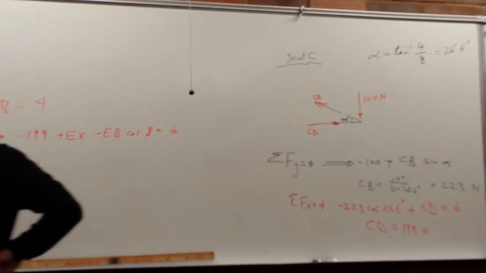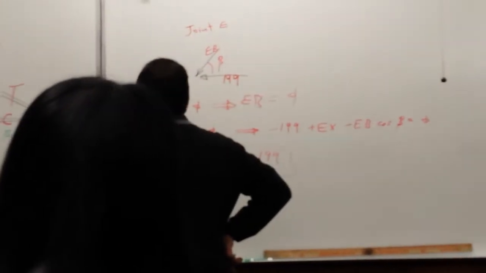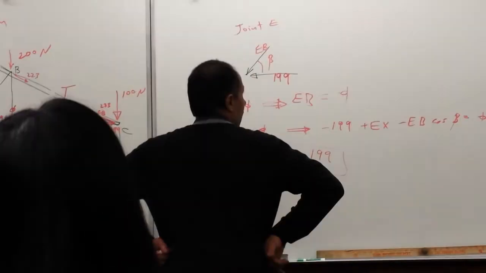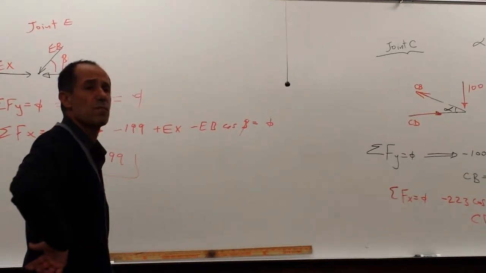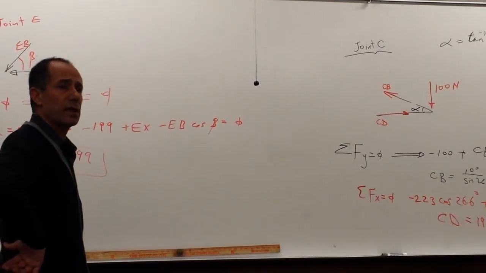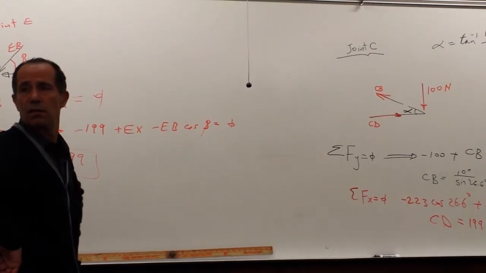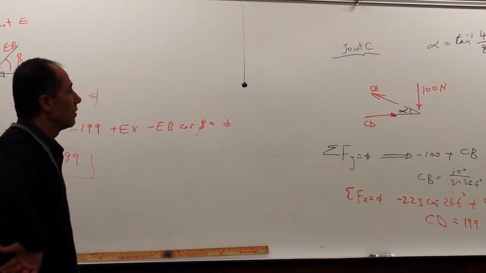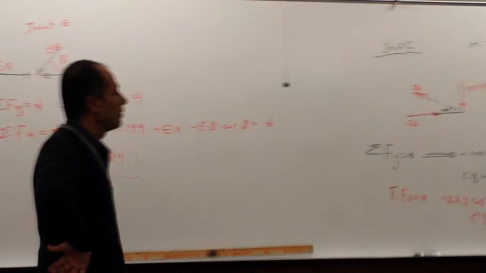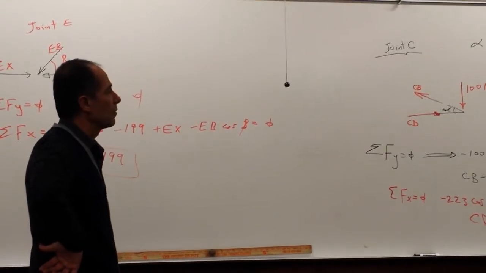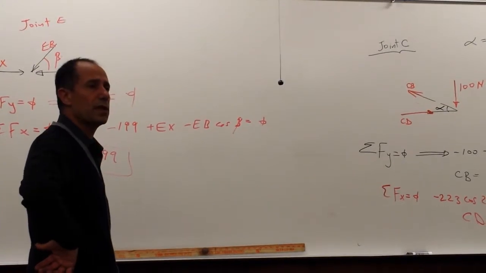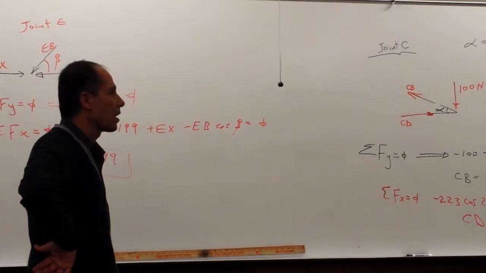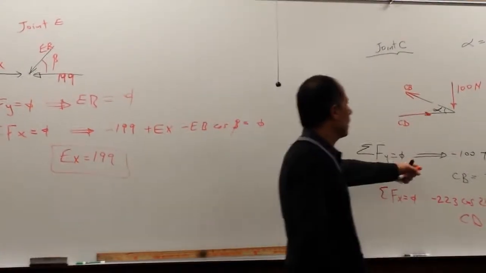Alpha equals tangent negative 1/4/8. Again, alpha, guys, anybody else for alpha? 26.6? What's your beta? And CD is 223. Check these numbers here.